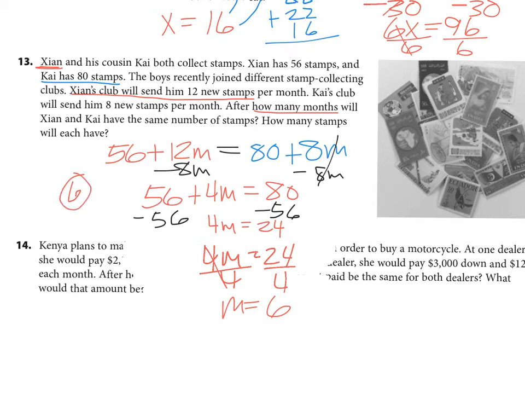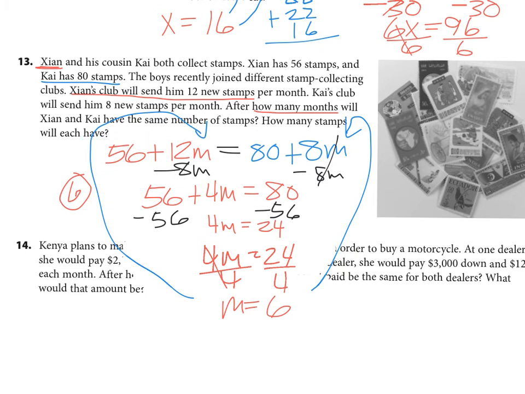The second part of the question asks how many stamps will each have. So what I have to do is I've got to go back and plug 6 in. What I should do is plug it into both and make sure I get the same amount. So if I do 6 times 12, that's 72. 72 plus 56, I believe, is 128. Let's do that here. 6 times 8 is 48. 48 plus 80 is 128. So they would have 128 stamps each.